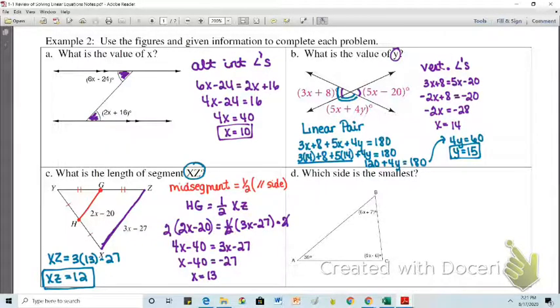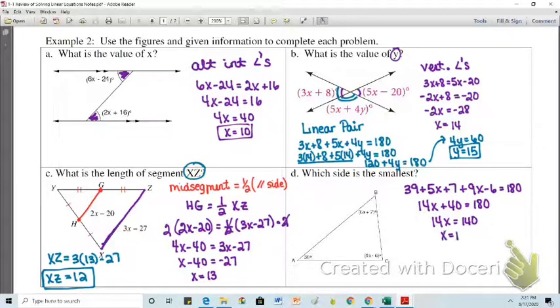Okay, last one for today talks about the angles of a triangle. Let's remember all 3 angles of a triangle must add up to 180. So I'm going to say 39 plus 5x plus 7 plus 9x minus 6 equals 180. We're going to go ahead and combine like terms. I end up with 14x plus 40 equals 180. So 14x equals 140. X equals 10.